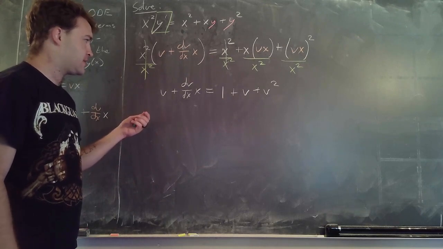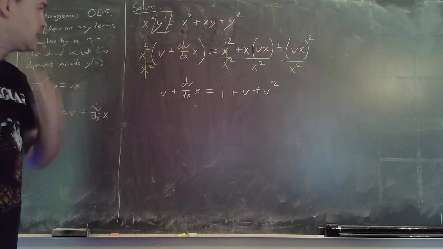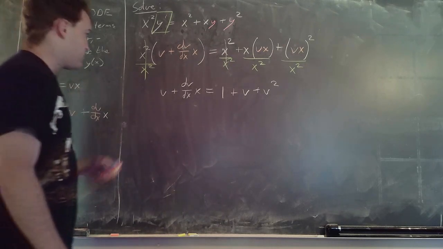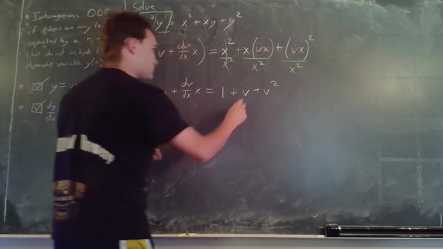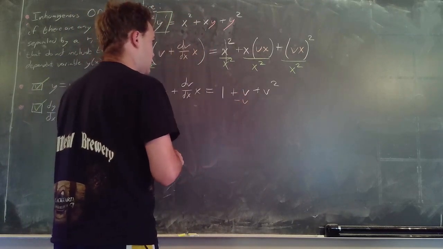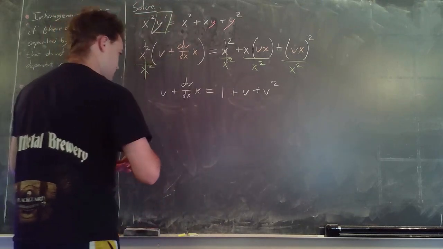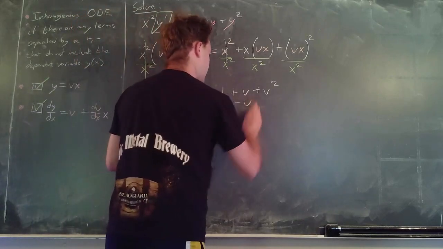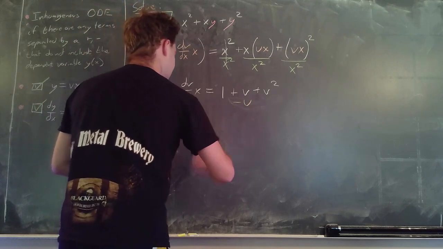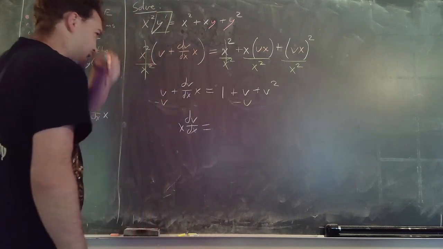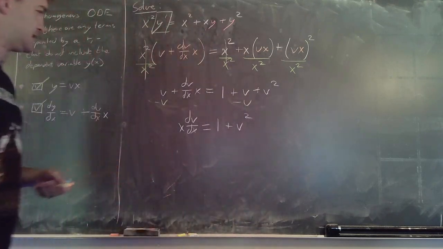So now what I'm going to do is try to isolate my dv and my dx term to get ready for the final solution here. Before I integrate, I need to get the v terms all on one side. I can do that by subtracting v from both sides, and I should probably keep the colors the same here. So that'll leave me with x dv over dx is equal to 1 plus v squared on the right-hand side.